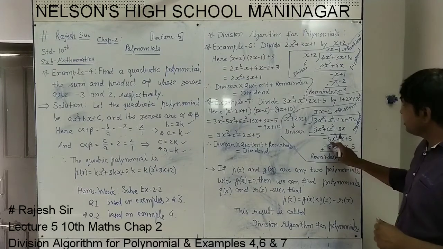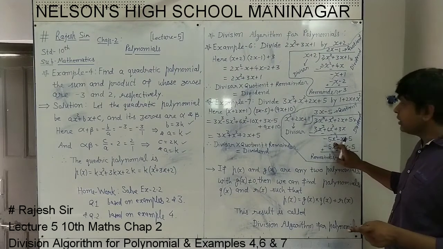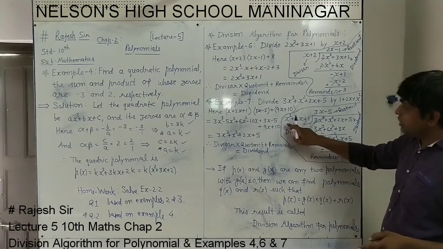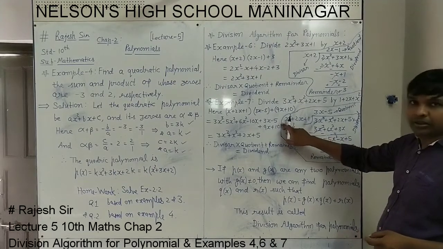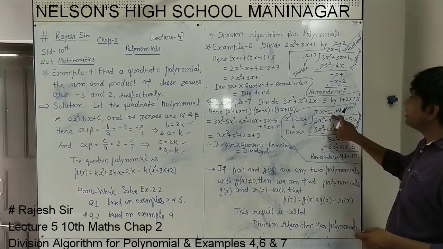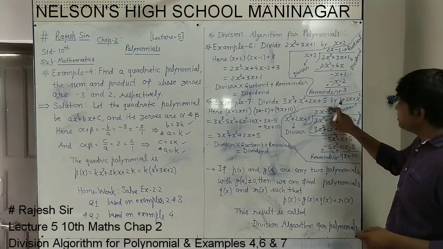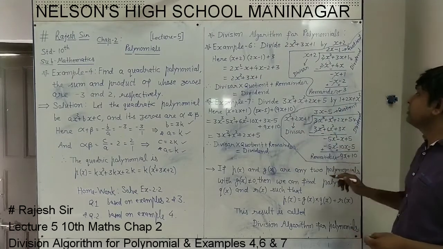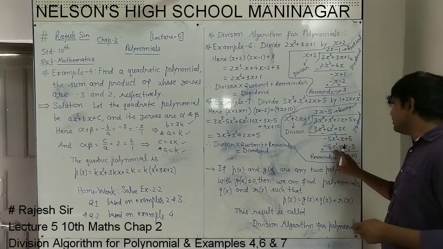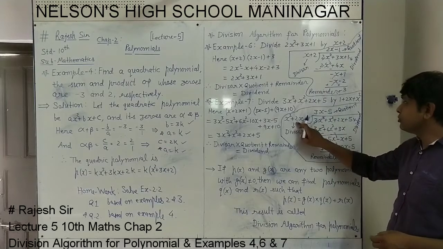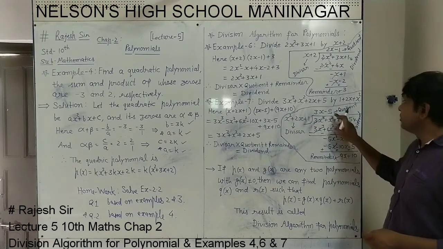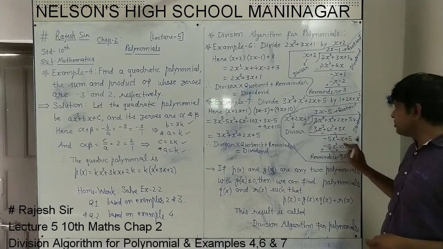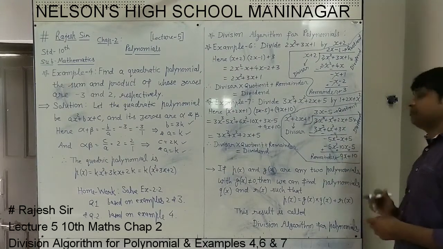Now the next is we need minus 5x square and what we have here is x square. How much do you have to multiply this x square to get minus 5x square? Minus 5. So that is the next term, minus 5 here. Now by this minus 5 we have to multiply each of these. Minus 5 into x square, minus 5x square. Minus 5 into plus 2x, minus 10x. Minus 5 into plus 1, minus 5.